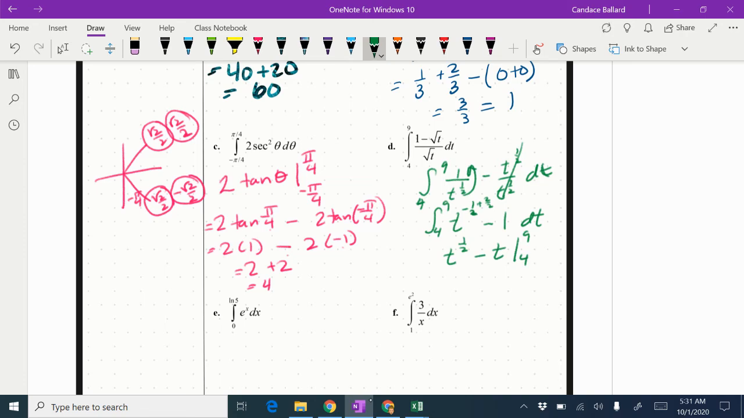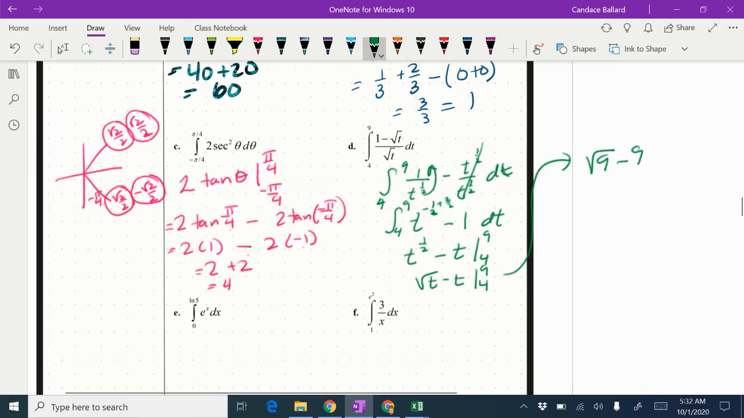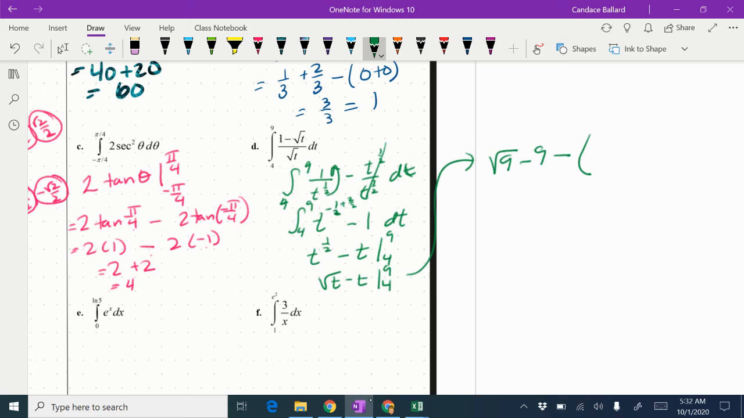Then I'm going to plug in. I'm going to switch that back to the square root. So square root of t minus t from 4 to 9. We have the square root of 9 minus 9, minus parentheses the square root of 4 minus 4. So square root of 9 is 3 minus 9, minus parentheses 2 minus 4. So 3 minus 3 is going to be 0. I don't think I did something wrong.